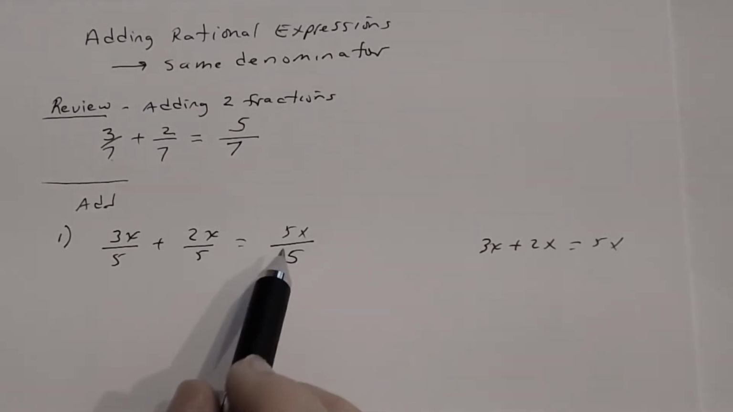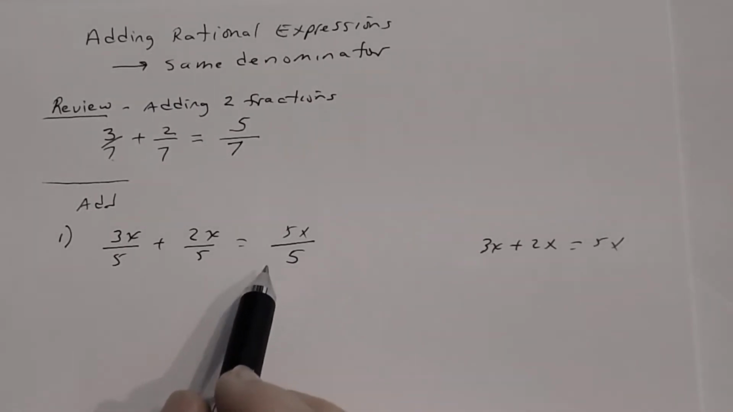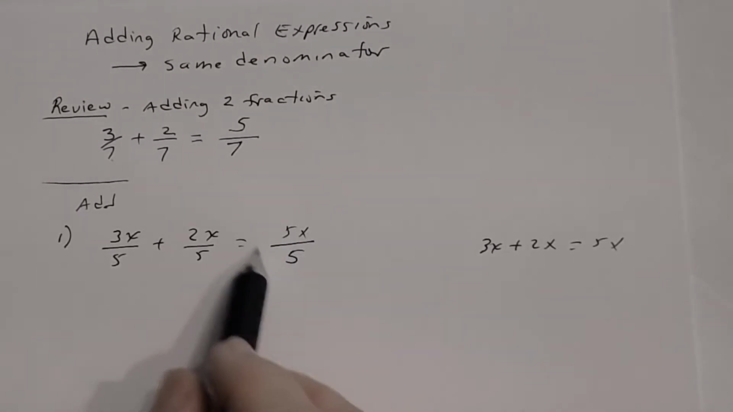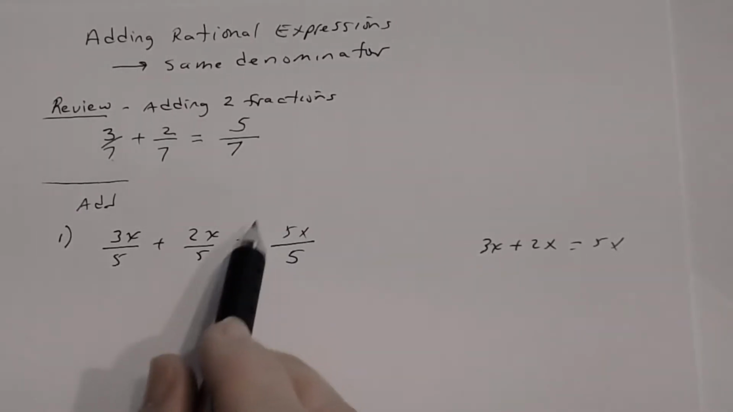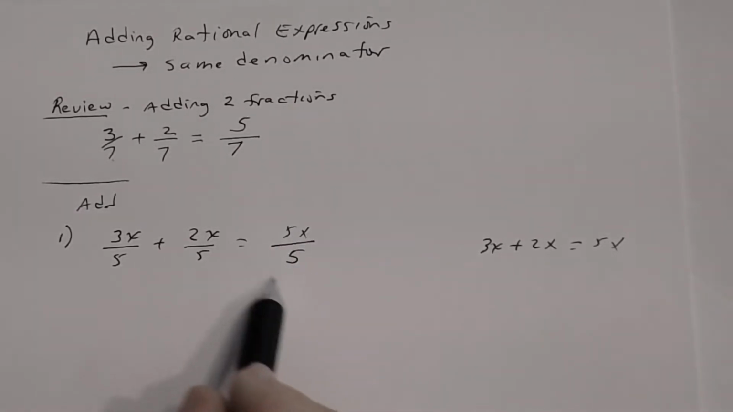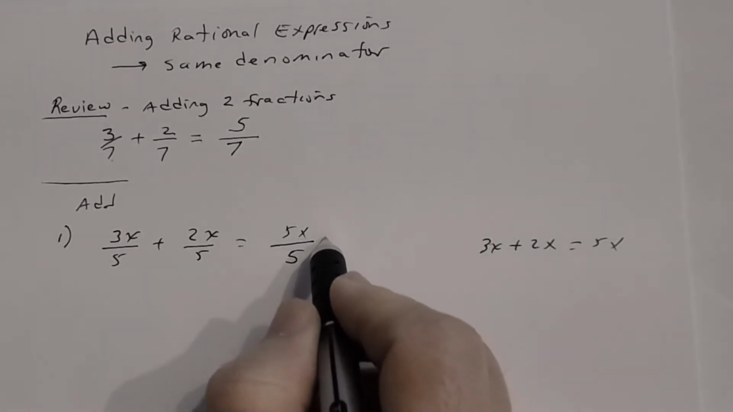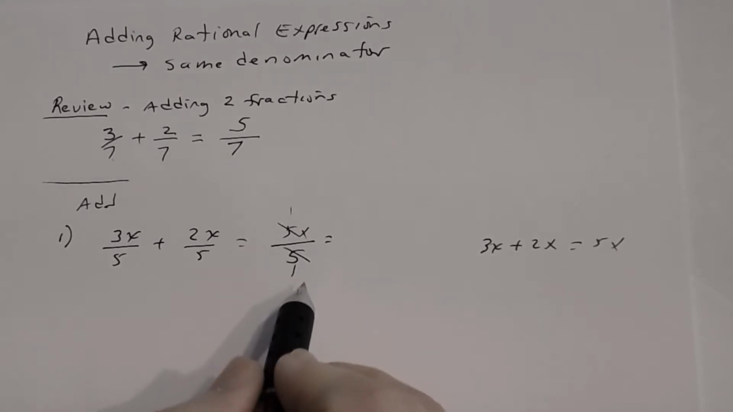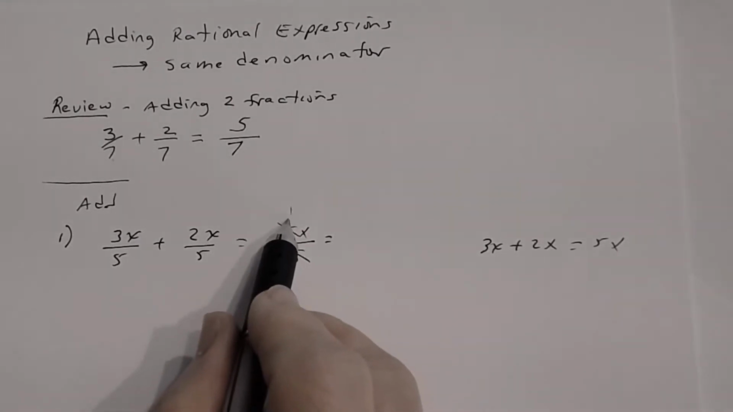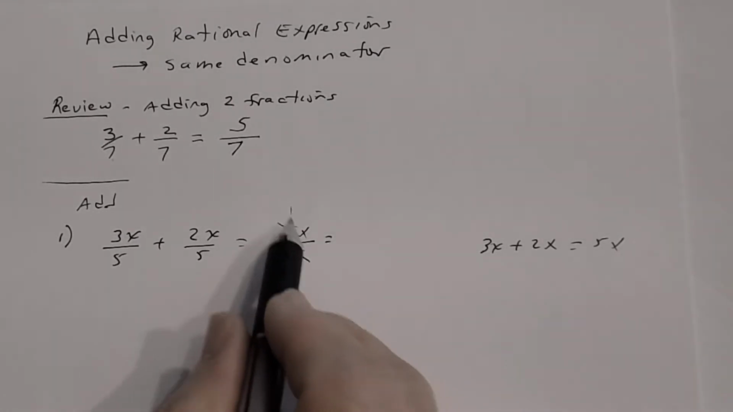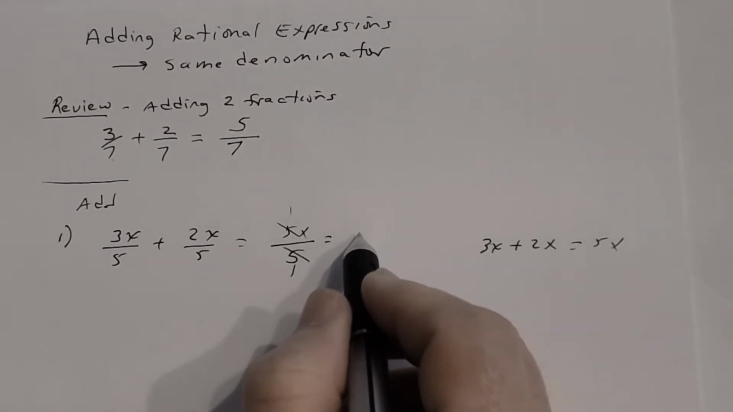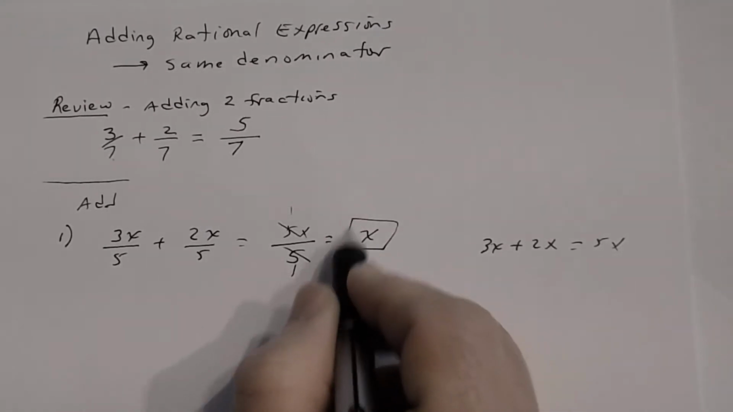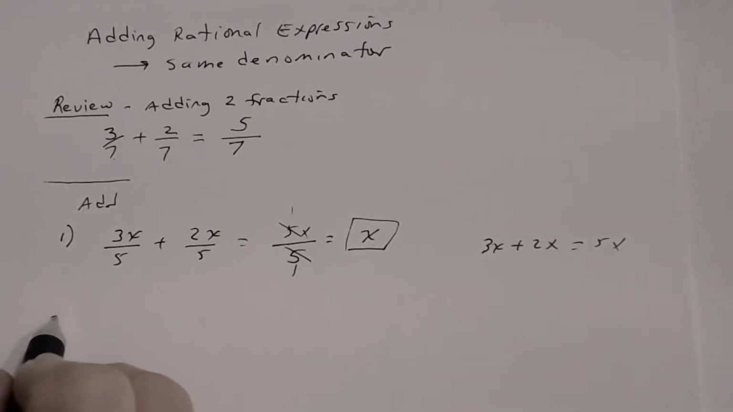Okay, now once you get to this point, you need to notice that I can reduce. So you must reduce. Therefore the 5's divide out. Remember when you divide out factors, you need to put factors of 1 in their place. And so you just get x as your answer. Okay? All right, number 2.